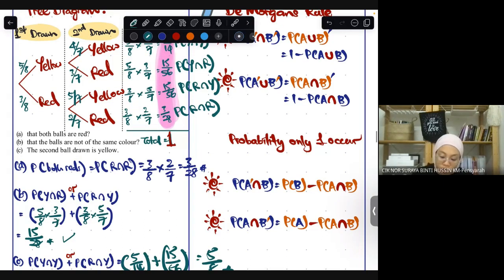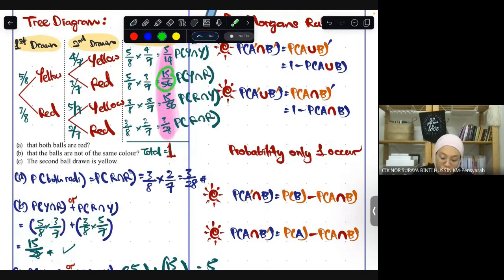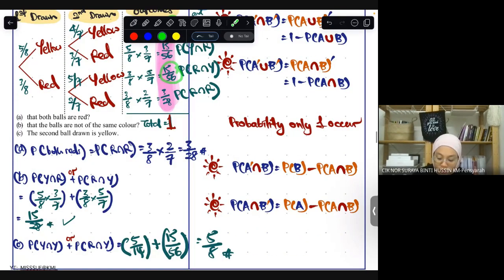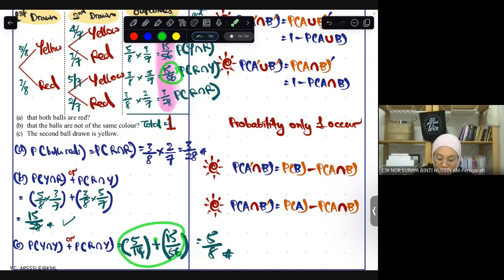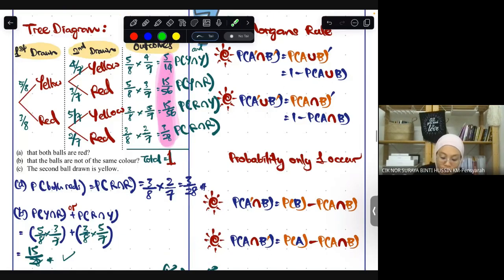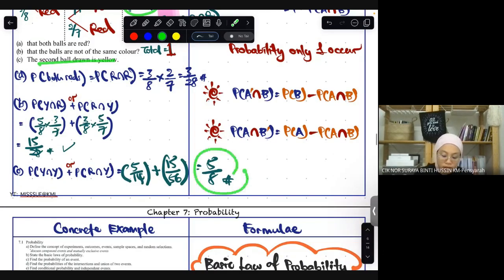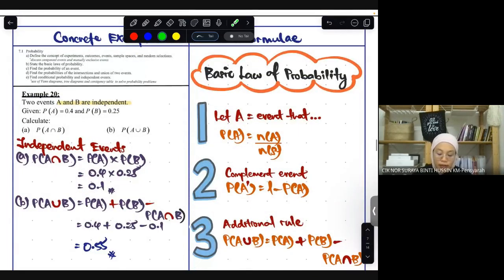Yeah, you can just take benda yang you dah darab tadi kan. 5/14 times with 15/56. You boleh terus tulis begini, plus it together, ataupun you take the steps lah. Yang penting you faham where is the outcomes of the question that they want from you. So that's it. That's the answer, 5/8. Yang penting faham outcome lah. Faham soalan, faham nak cari jawapan. Itu je. Next one, the last one from me.